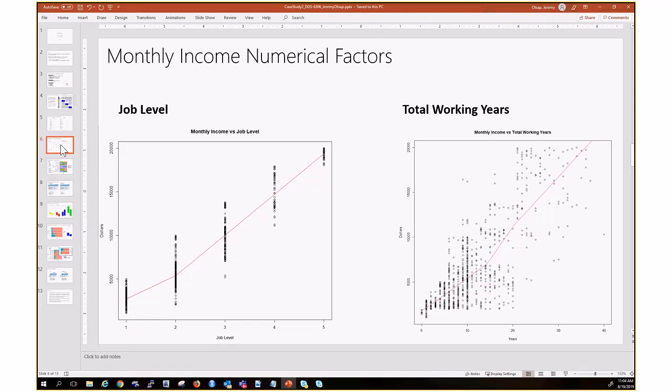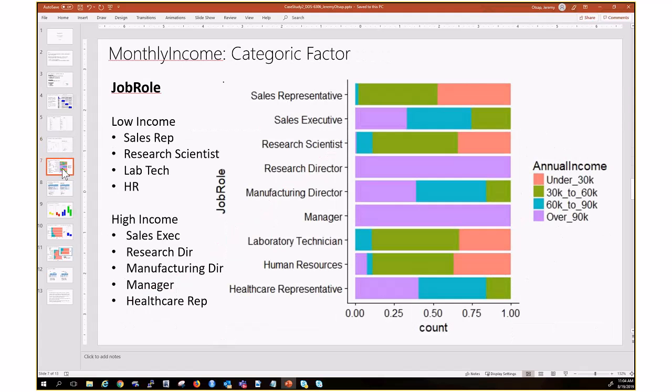Looking at numerical factors for monthly income, job level and total working years were the most significant, and you can see visually here there is evidence of a relationship. Categorical factors for monthly income, job role was the strongest. As you can see, low income: sales rep, research scientist, and high income: sales executive, research director. To do this, we broke the income into 4 categories: under 30K, 30 to 60, etc.